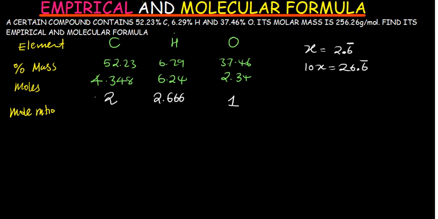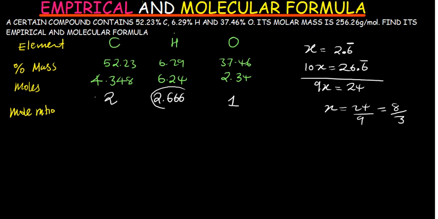And then what I'll do is I'll subtract these two. So 10x minus x, that will be 9x. And then 26.6 minus 2.6 is going to give us 24. And then divide both sides by 9. So x is going to be 24 over 9. Of course, a 3 can go into both 24 and 9. 3 into 24, that is 8, and then 3 into 9 is 3. So this number is the same as 8 over 3.